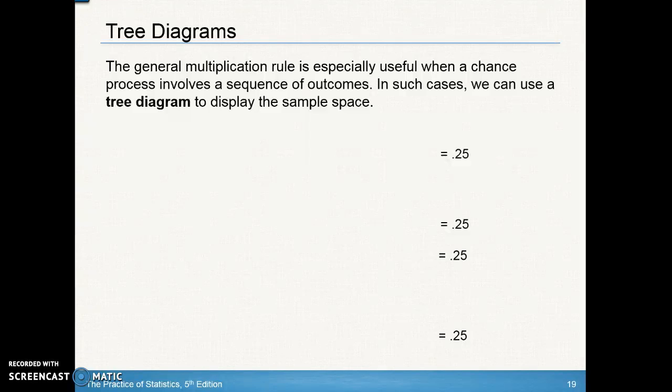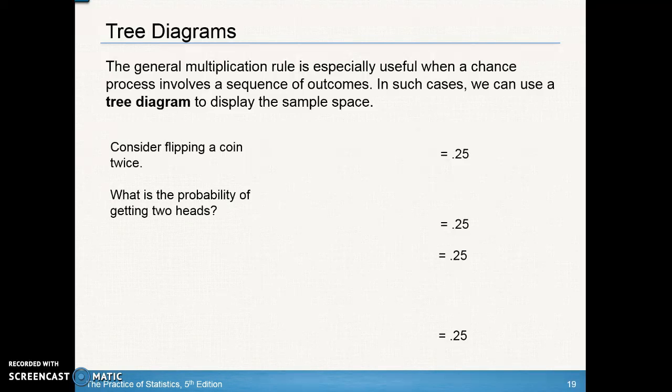All right, so the general multiplication rule is especially useful when a chance process involves a sequence of outcomes. This is where we're going to use the tree diagram. Honestly, unless the probability statements are in decimals and an and probability is very clearly given to you where you can create a Venn diagram, just get used to making tree diagrams. Let's take a look at what this looks like. The better you get at tree diagrams, the easier the questions will be, the less you'll miss on the AP exam. What is the probability of getting 2 heads?